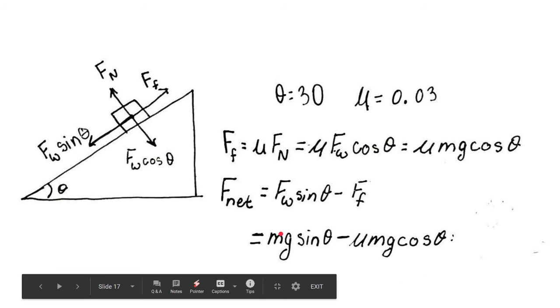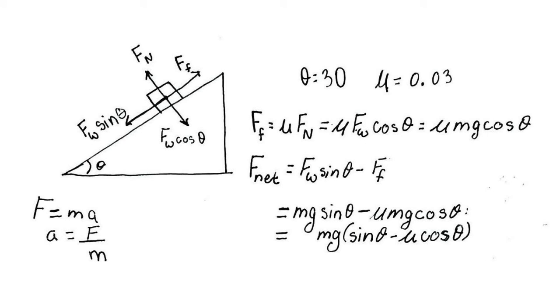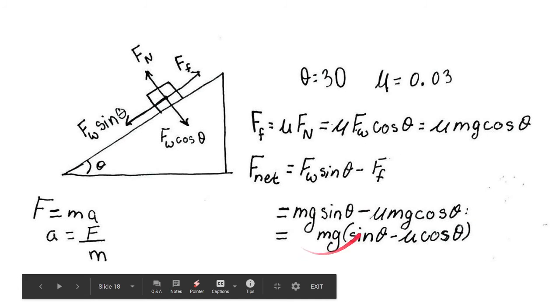Now, one thing you're going to notice is that we have an mg in this one, and we have an mg in this one. So, as my calculus teacher likes to say, it's time for our favorite F word, factoring. So we can just take our mass times gravity and put it outside of the parentheses. So we have mg times sine of theta minus mu cosine theta. Now, if we look right over here, we have our force equation again. So we have force equals mass times acceleration.